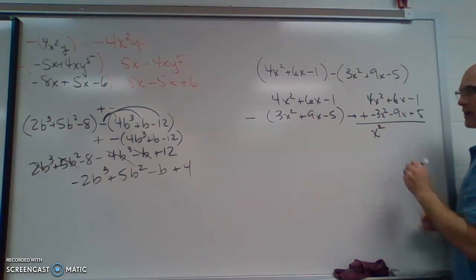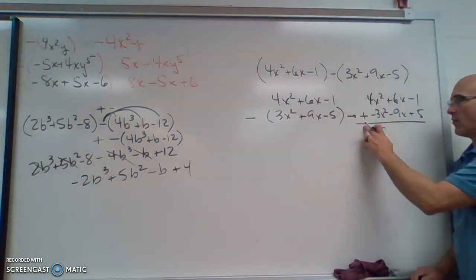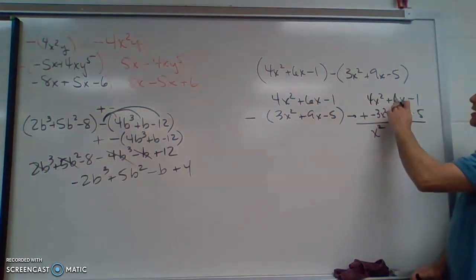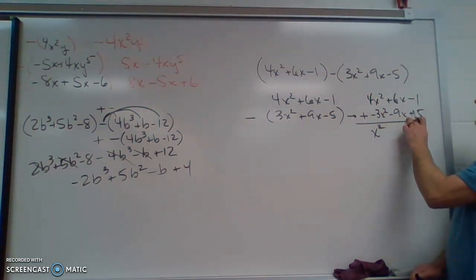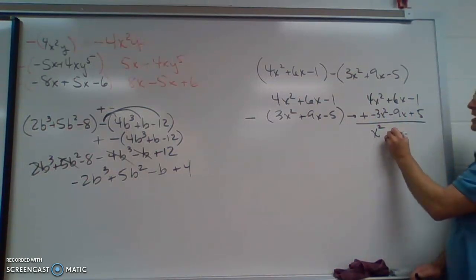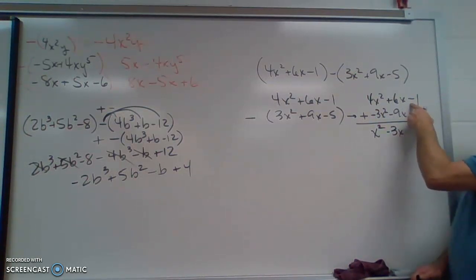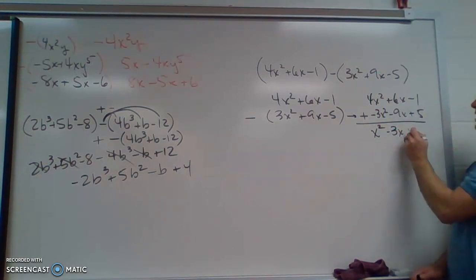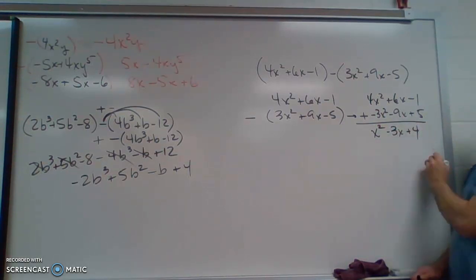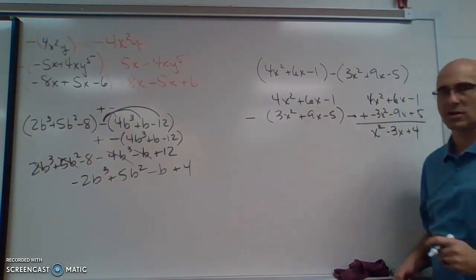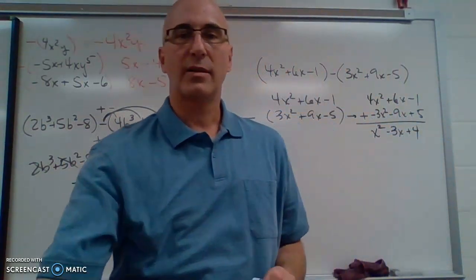That's a 1x squared. And we know that when you have a 1, you don't have to put it. 6x and a negative 9x, that is a negative 3x. Negative 1 and a positive 5 is a positive 4. So here would be the answer. And that is how we subtract polynomials.